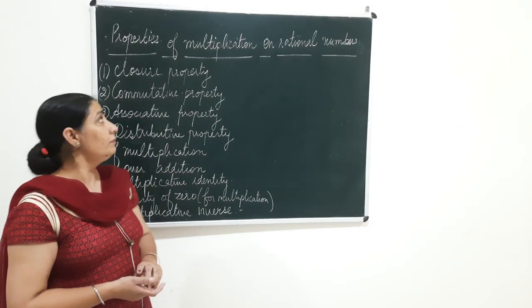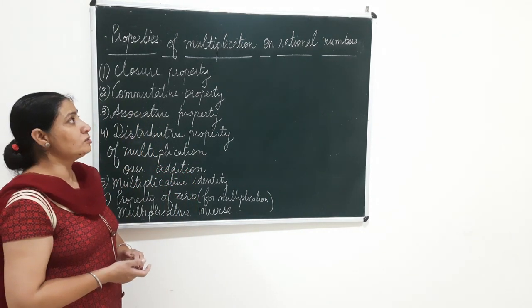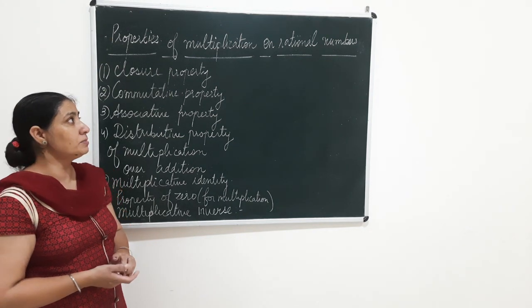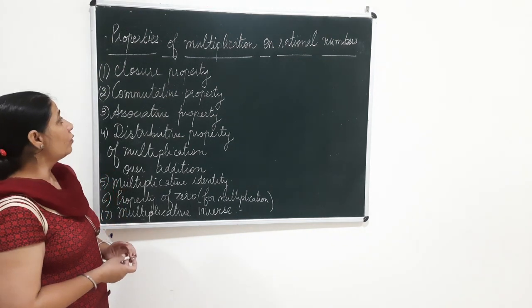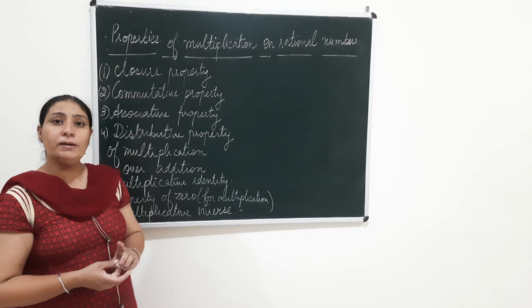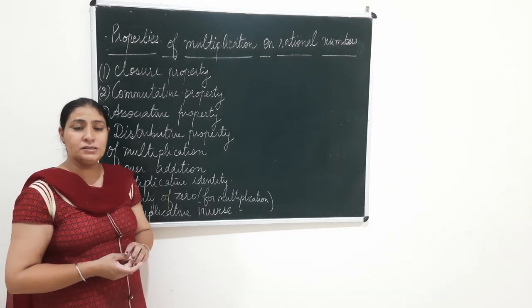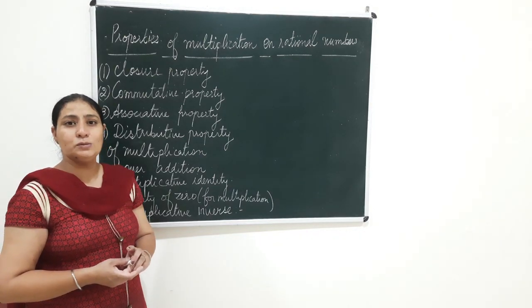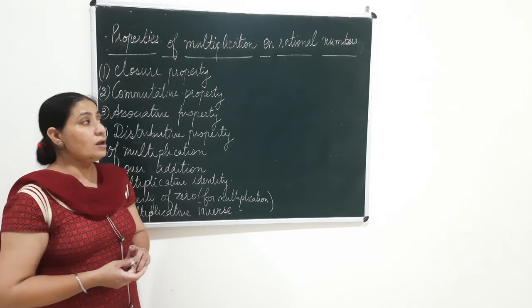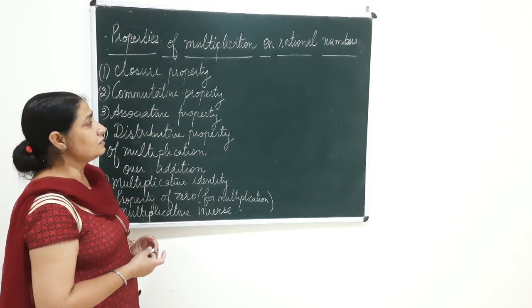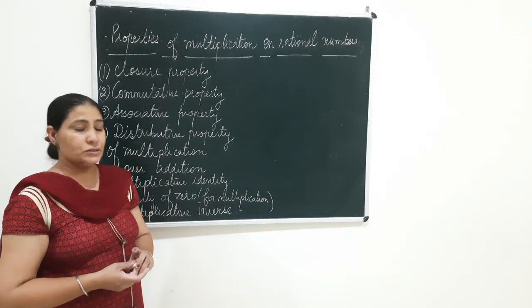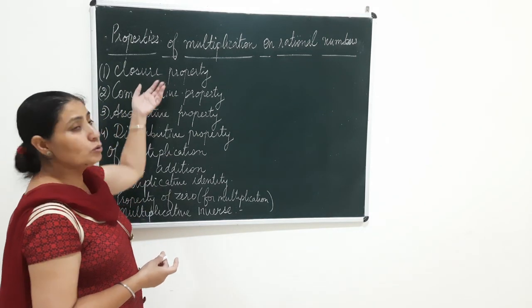This week, beta, we will be discussing the properties of multiplication of rational numbers. Clear? Now what is the first property? In my part 1 video of rational numbers, I discussed these properties with respect to addition. Now I am going to discuss these properties with respect to multiplication. The first property is the closure property.